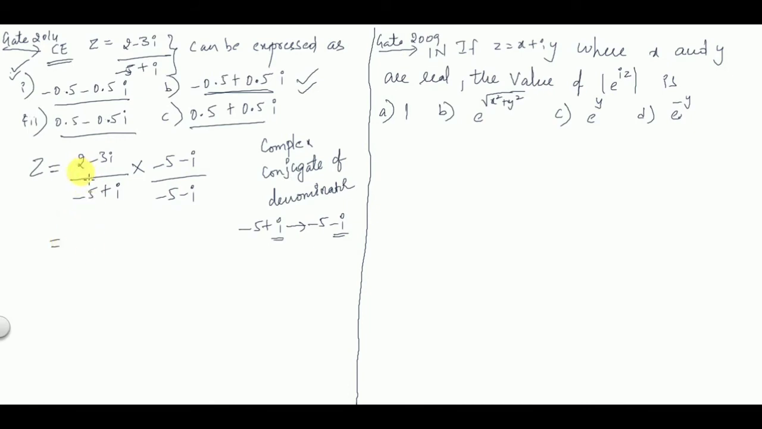Okay, now multiplication. So 2 multiplied by minus 5 is minus 10. 2 multiplied by minus i is minus 2i. Minus 3i multiplied by minus 5 is plus 15i. Next, minus 3i into i is plus 3i square, divided by, this is of the form, this is a, minus 5 is a and i is b, and again minus 5 is a and i is b. So this is of the form a plus b into a minus b.